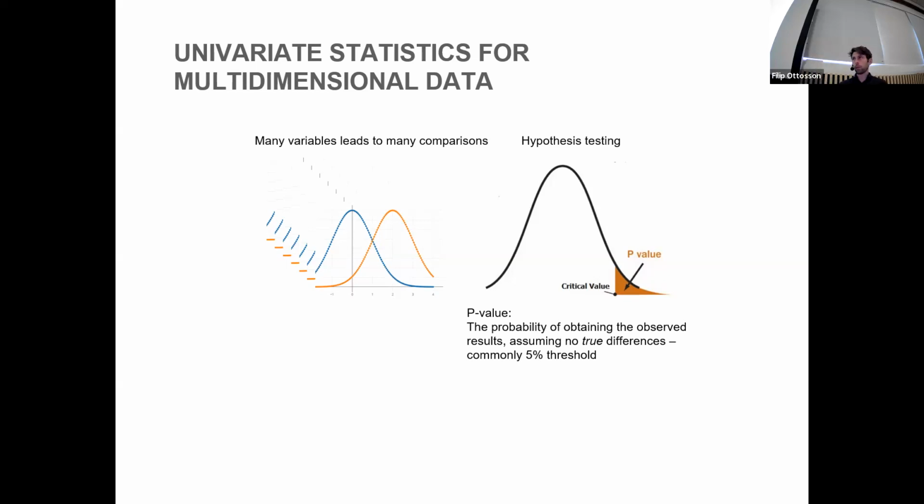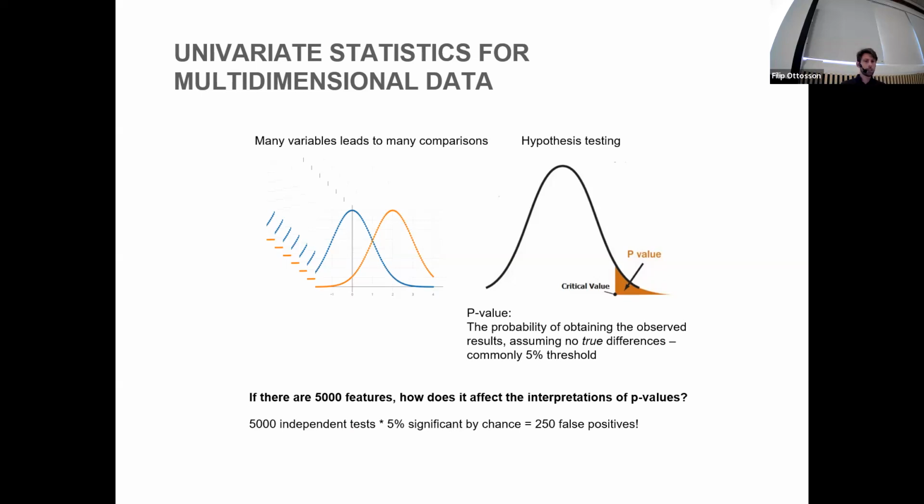So this seems to be okay, right? 5% is fine, but in metabolomics data, you might have very many variables. In our data set, we have 5,000 features. So how does that affect the interpretation of these p-values? Of course, if you do 5,000 independent tests and there is a 5% chance of them being false positives, it will mean that you will have 250 false positives. And that's kind of a problem, right? So it's something that you have to think about when you use univariate statistics for metabolomics data. But luckily, it's something that we can take care of.